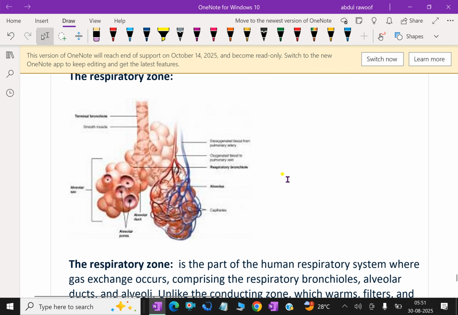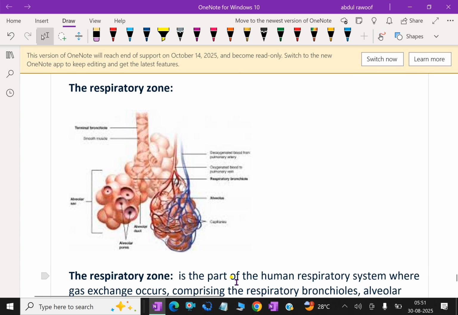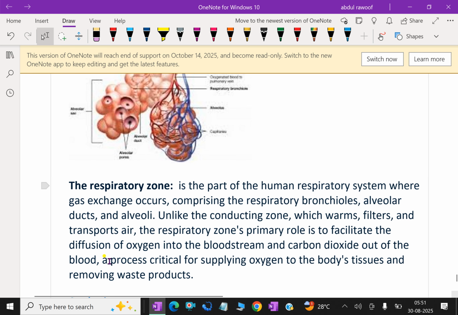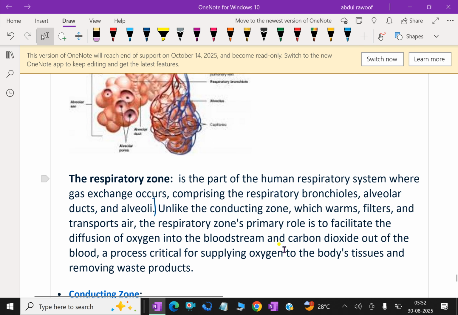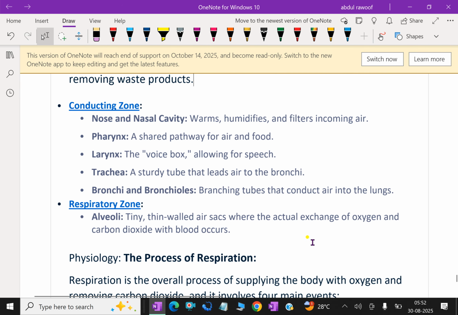Respiratory zone. The respiratory zone is the part of the human respiratory system where gas exchange occurs, comprising the respiratory bronchioles, alveolar duct and alveoli. Unlike the conducting zone, which warms, filters and transports air, the respiratory zone's primary role is to facilitate the diffusion of oxygen into the bloodstream and carbon dioxide out of the blood, a process critical for supplying oxygen to the body's tissues and removing waste products.